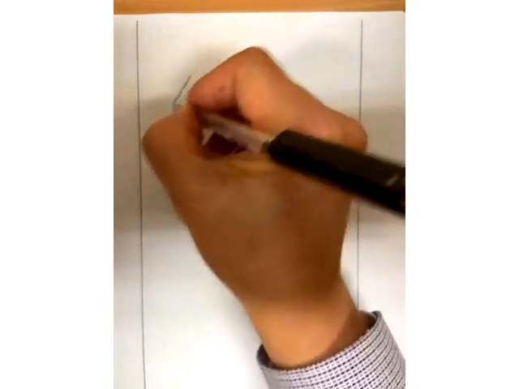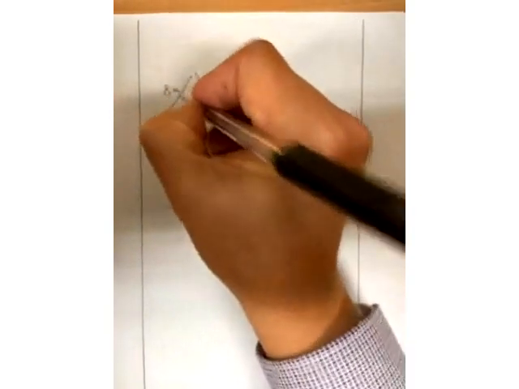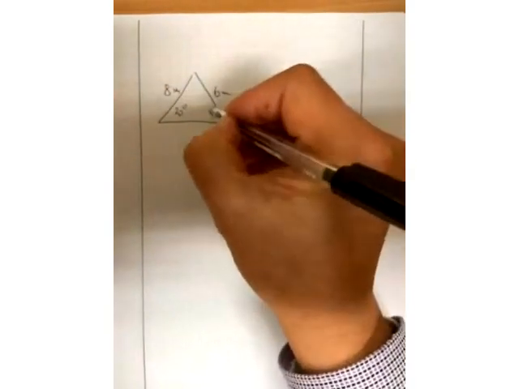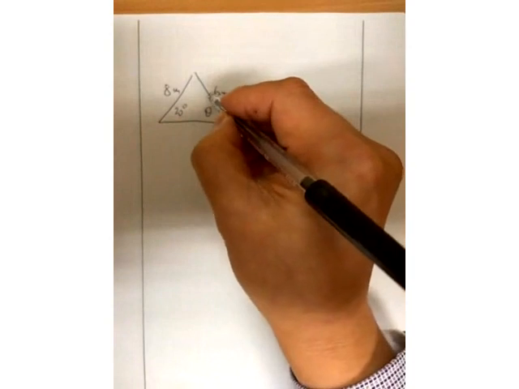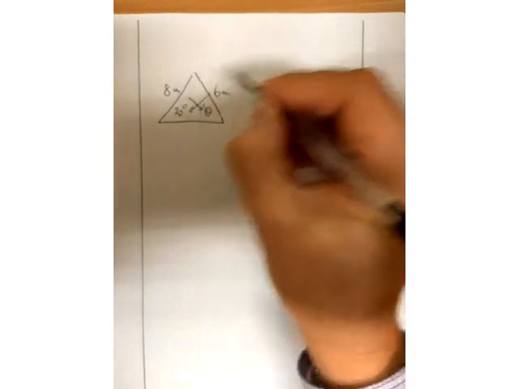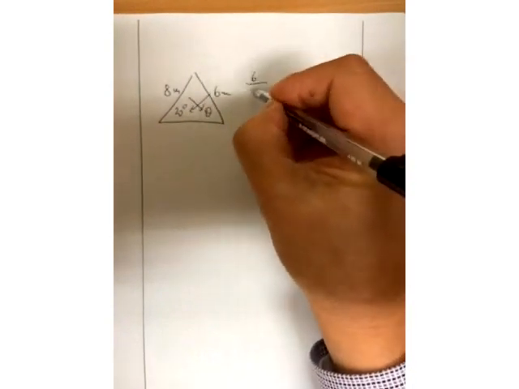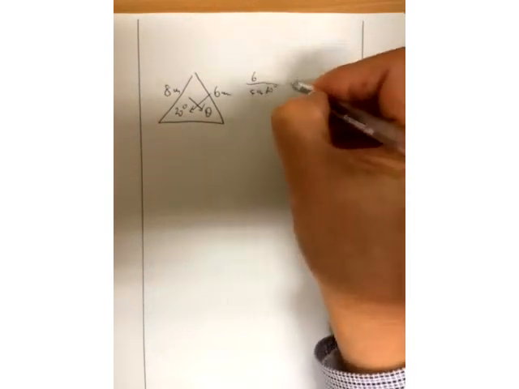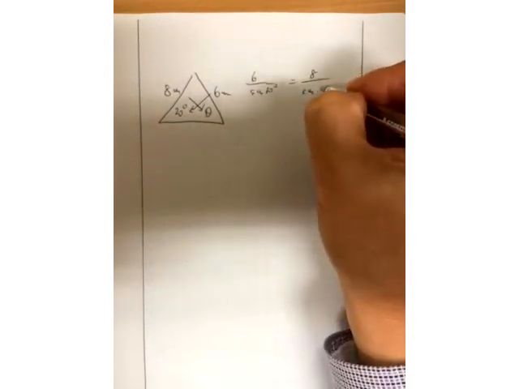So here's your triangle again. You've got 8 meters, 20 degrees, 6 meters, theta. You do the arrows, right? So you go 6 over sine of 20 equals 8 over sine of theta.